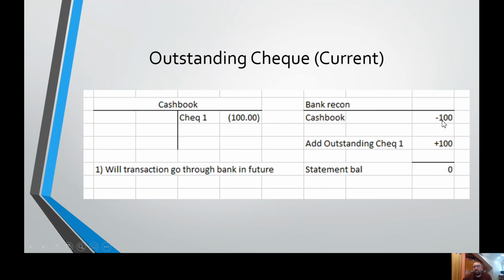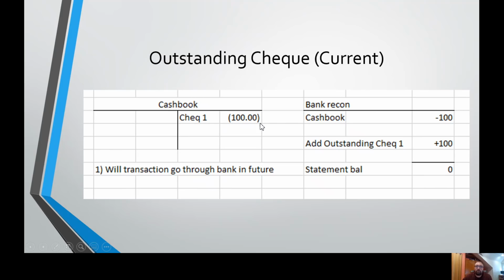And now if my cash book balance and my statement balance differ, then I'll have to either add or subtract something in the middle to get that to recon. So let's look at this transaction and work through it. So our question is, will the transaction go through the bank in future? So we've issued check 1 to client. Because it's a check payment to client, we will account for that on the credit side of our cash book because my cash book balance will decrease.